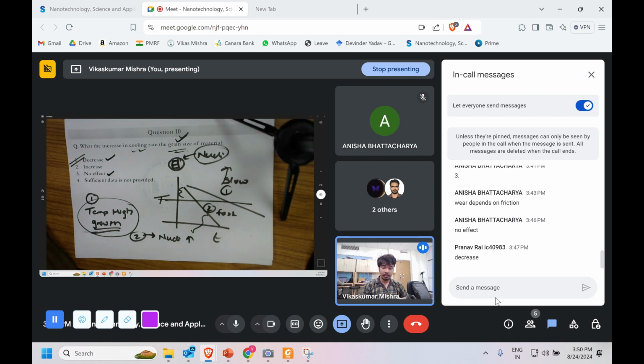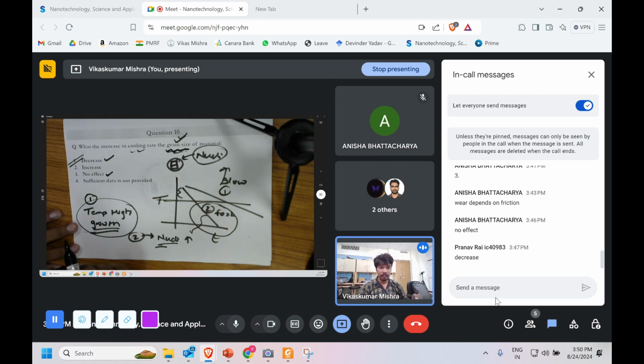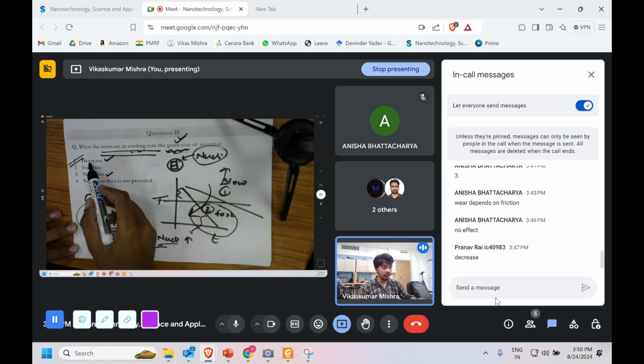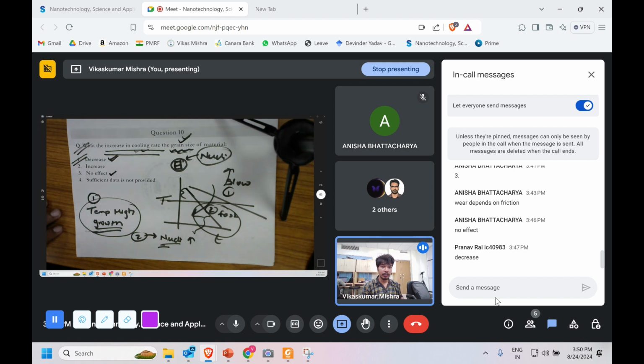To a larger extent, the growth rate will be very low, and so at the low temperature the nucleation is large, growth rate is not high, so we will get the finer grain size. So the grain size will decrease. So with the increase in the cooling rate, going from 1 to 2, we are getting a decrease in the grain size, and that's how we have solved question number 10. Let me know if there is any doubt in this question number 10.